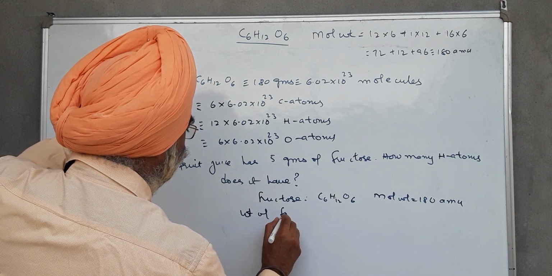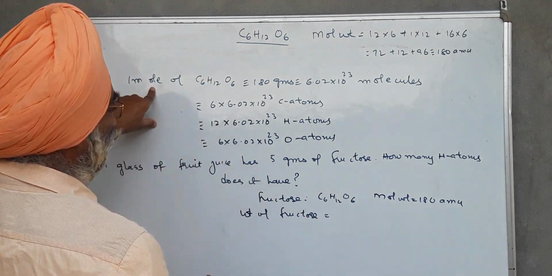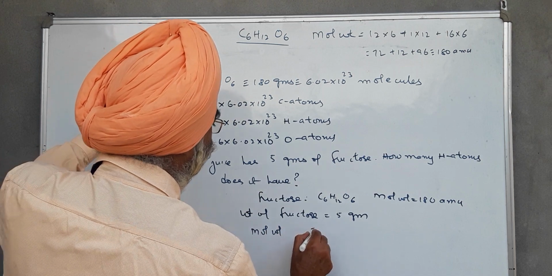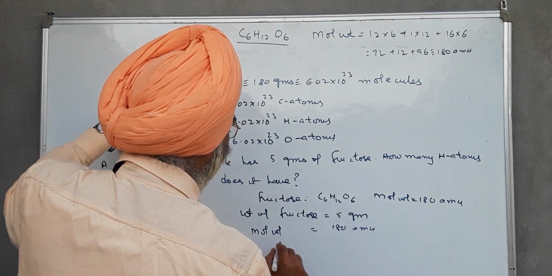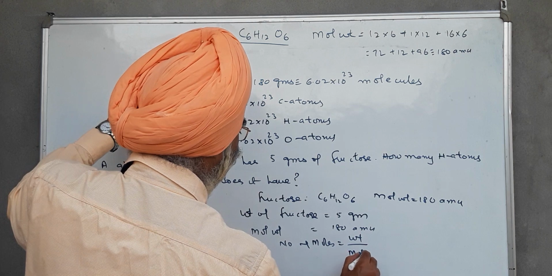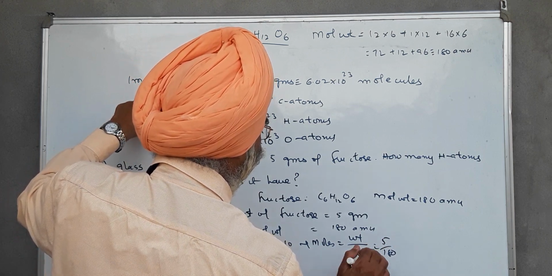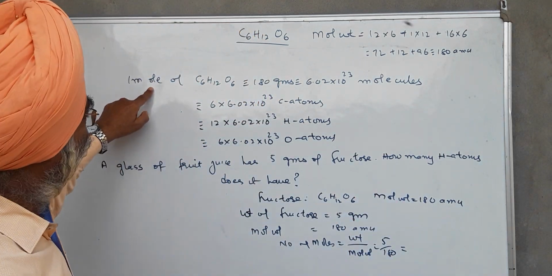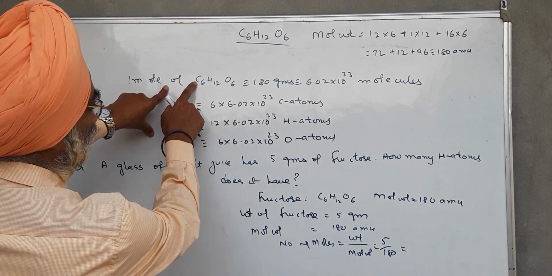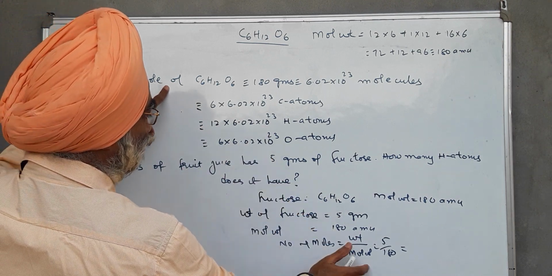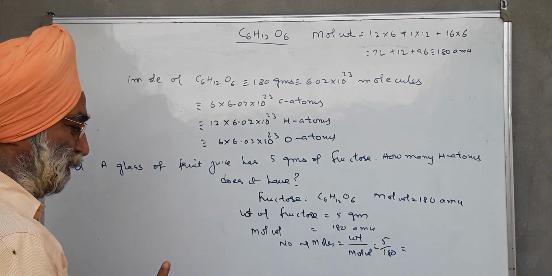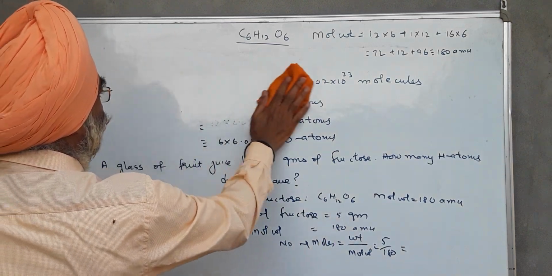Weight of fructose is equal to 5 grams. Is the molecular weight 180 AMU, and then number of moles, weight over molecular weight, 5 over 180 whatsoever. Simple unitary method, 4th, 5th class. 1 mole of fructose has this number of hydrogen atoms, and this amount will have how many hydrogen atoms? Question is solved.